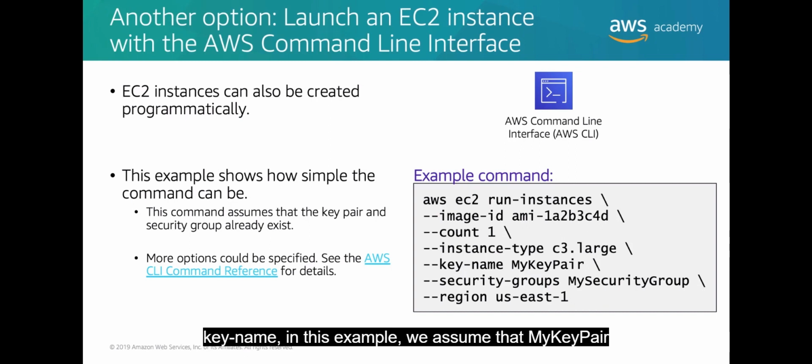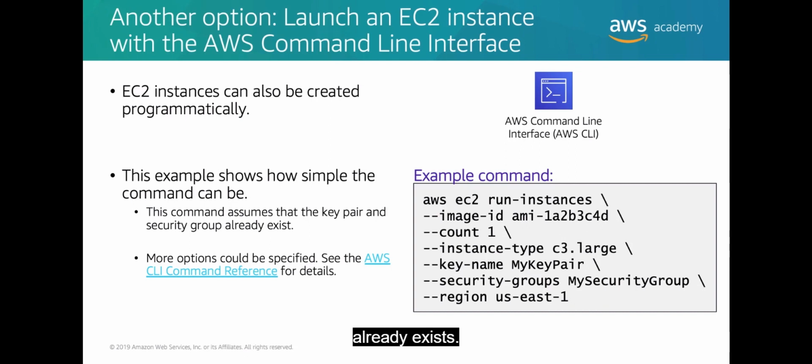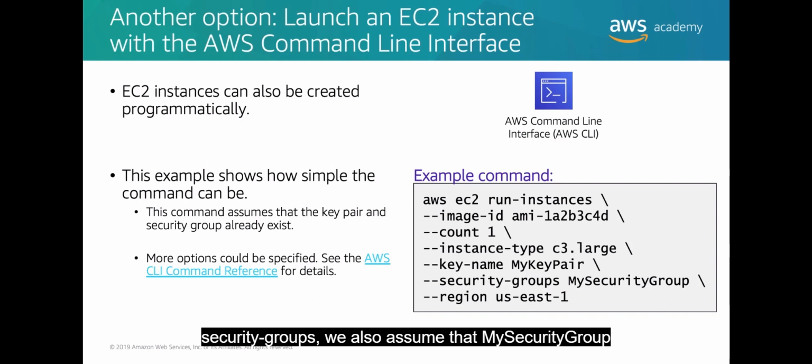Key name: in this example, we assume that my key pair already exists. Security groups: we also assume that my security group already exists. Region: AMIs exist in an AWS region, so you must specify the region where the AWS CLI will find the AMI and other referenced resources. And this is the region that the instance will be launched into.